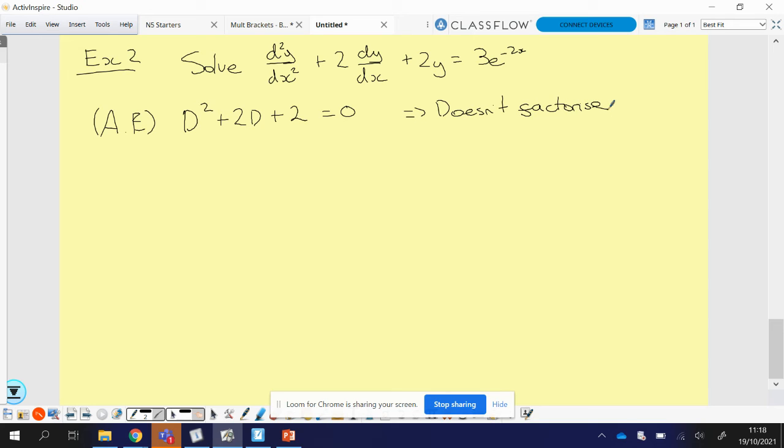Okay, it doesn't factorise at all. So let's check our discriminant, see which category we're in. So b squared minus 4ac is 4 subtract 4 times 1 times 2, which leaves me an answer of negative 4. Which therefore tells me I've actually got complex roots, an imaginary root. So we need to find that.